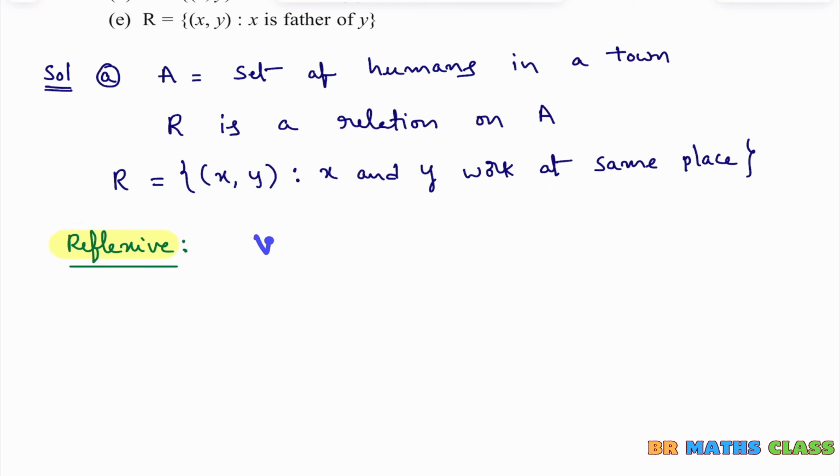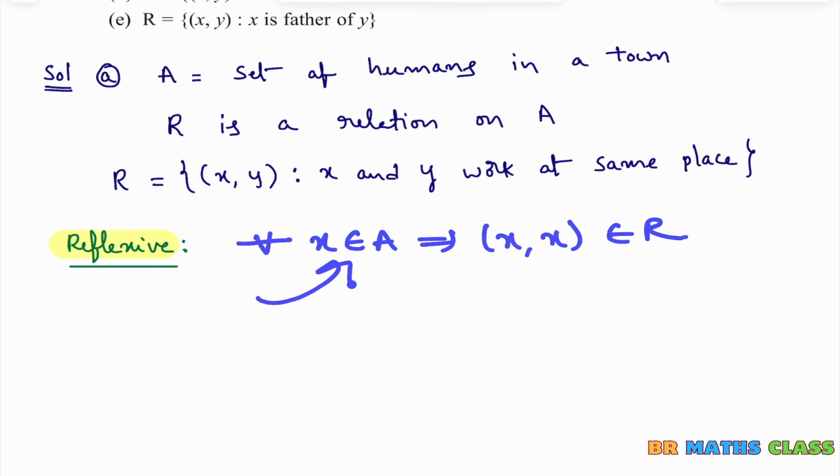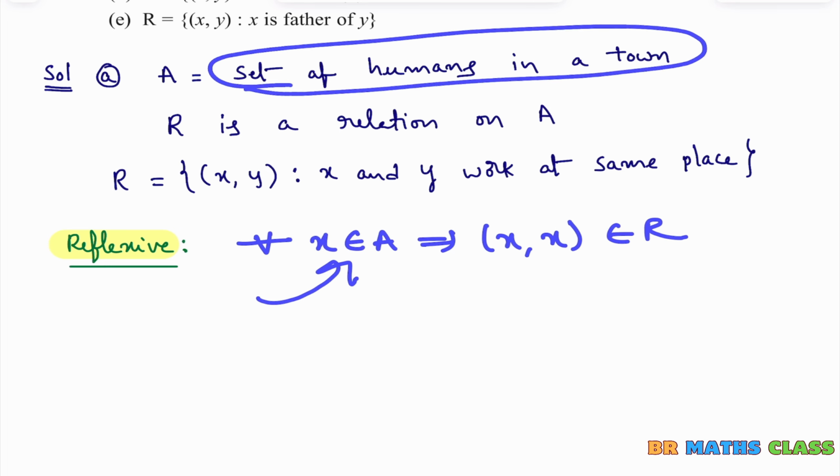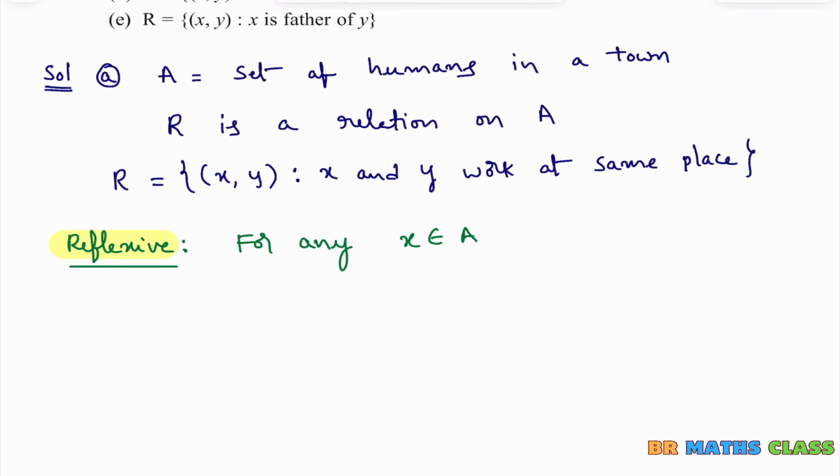Now we will check the reflexive condition. What is the reflexive definition? For every x in set A, if the ordered pair x comma x is in the relation, then we say that the relation is a reflexive relation. For every x in set A, I'll take one human being from this set. Let's see what happens. For any x in set A, that means x is a human being.